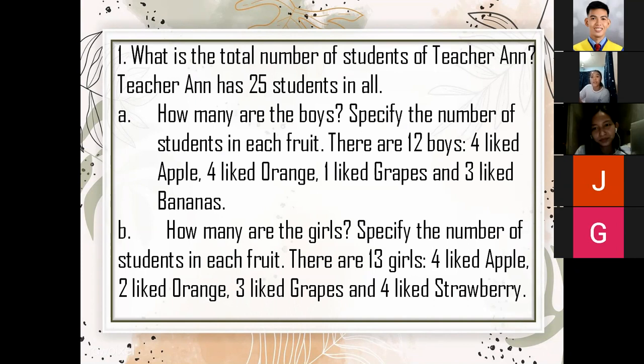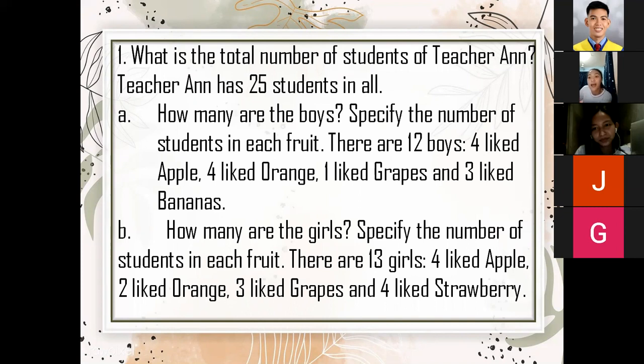How many boys specify the number of students in each fruit? So there are 12 boys: 4 like apple, 4 like orange, 1 likes grapes, and 3 like bananas. How many girls specify the number of students in each fruit? So there are 13 girls: 4 from apple, 2 from orange, 3 from grapes, and 4 from strawberries.